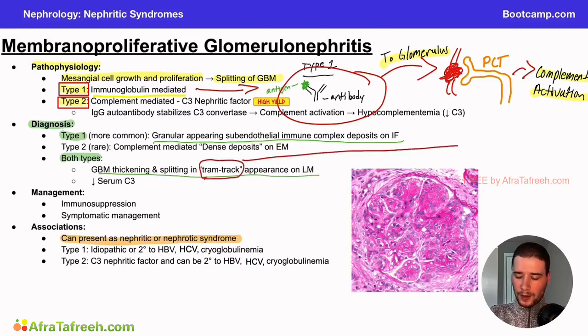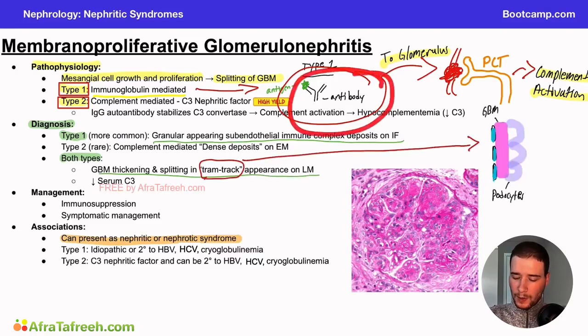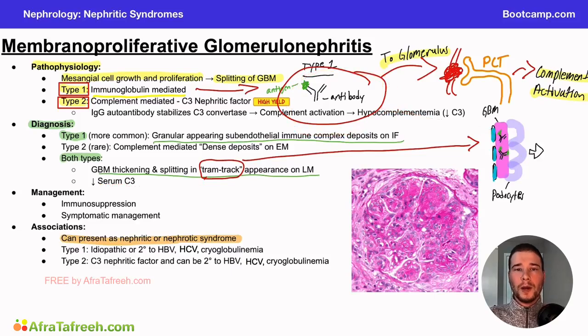This tram track appearance is a bit of a buzzword that they'd like you to know. And what's going on there is that these immune complexes we talked about previously can actually go and bind into the glomerular basement membrane. And what do you think this is going to do to the basement membrane? Well, it's going to increase the inflammation in the area. It's going to increase the thickness of the basement membrane, because remember we said if we put more stuff into an area, it's going to cause it to become thicker and thicker.